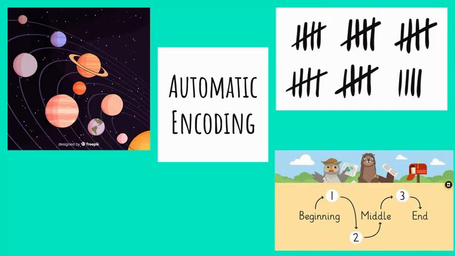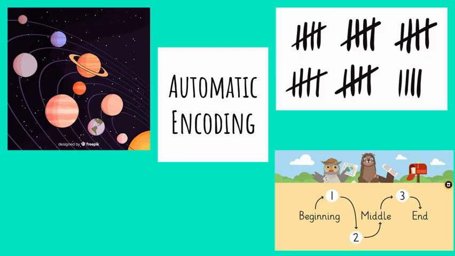And then we finally automatically encode things for frequency. This is for how often things happen. So how many times did you see your friend in the hallway? How many times did you lose your phone? How many times did you go to the bathroom during school? These, again, are things you don't have to do anything to get into your long-term memory.